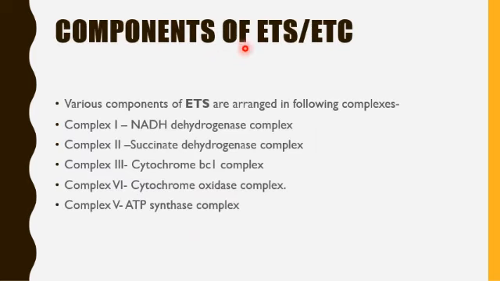Components of the electron transport system. Various components of ETS are arranged in the following complexes. So there are 5 complexes. Number 1 is NADH dehydrogenase complex. Complex 2 is succinate dehydrogenase complex. Complex 3 is cytochrome BC1 complex. Complex 4 is cytochrome oxidase complex, and the 5th is ATP synthetase complex.